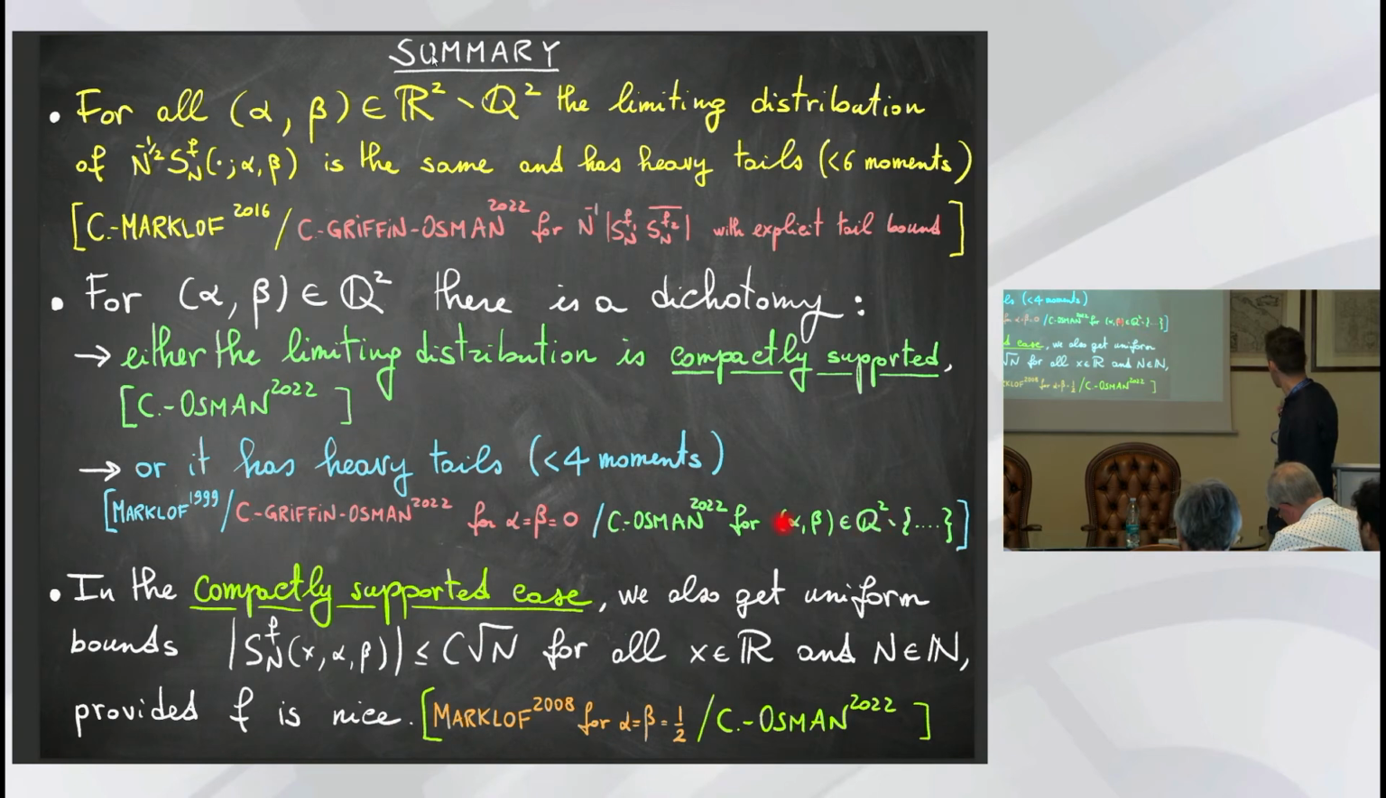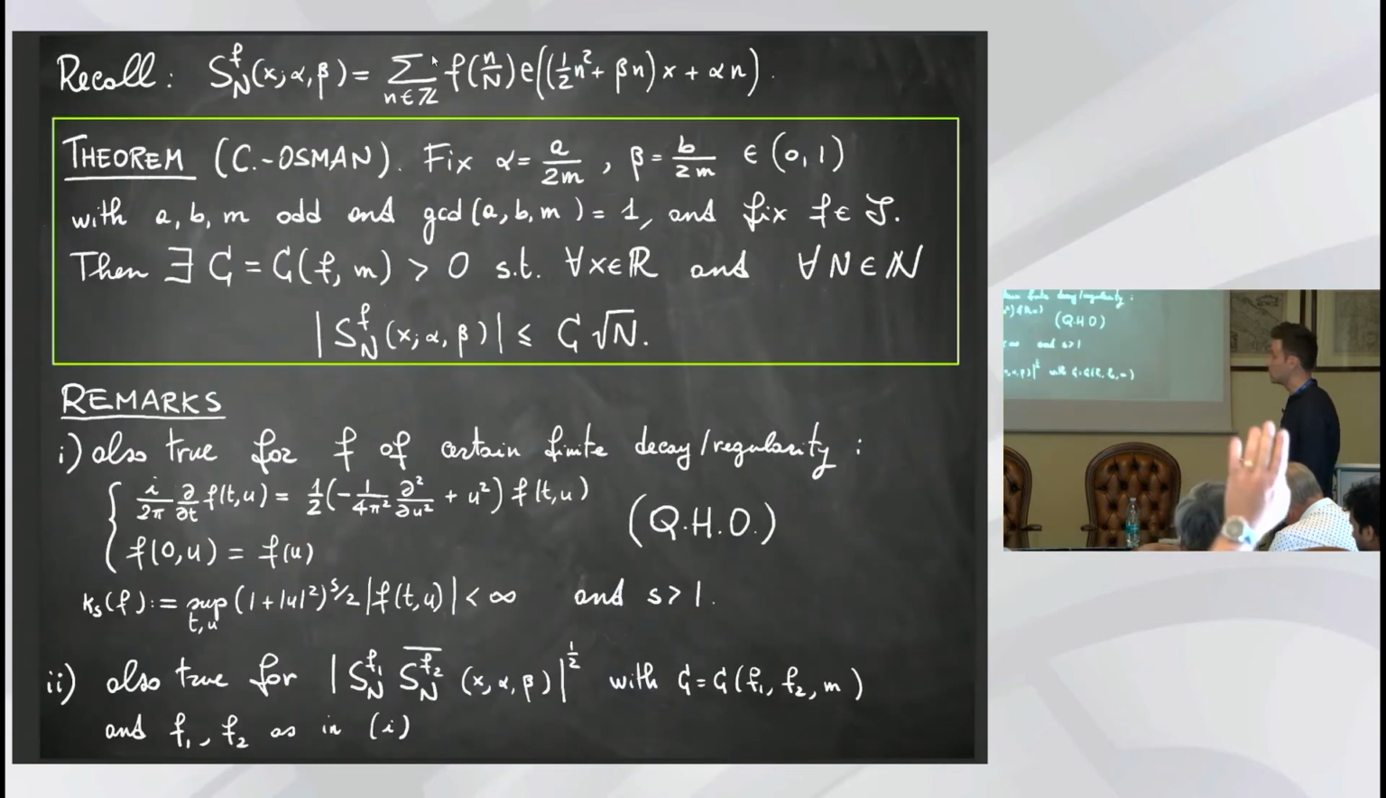So here, when I write the dots, it means whatever rational pairs don't give you compact support, they will give you the heavier tails. All right. Yes, of course.